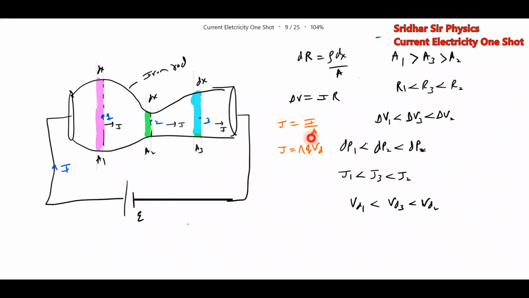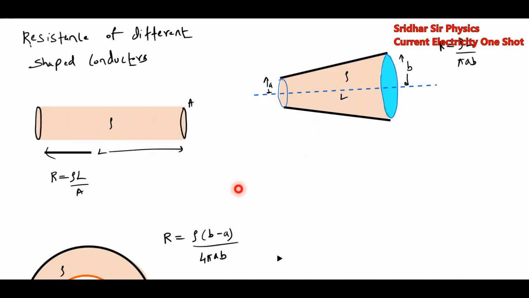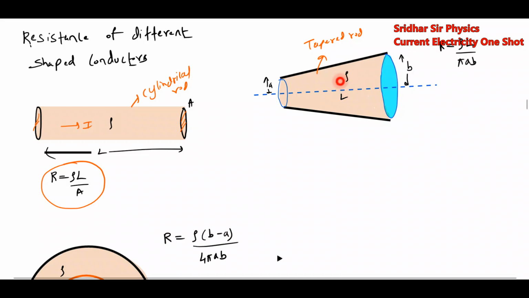Okay, now we'll take the next idea: the resistance of different shape conductors. If a cylindrical rod is there, then what is the resistance? Resistance is given by this particular formula: R equal to rho L by A, where L is the length, A is the area of cross section, and the current I will be flowing normal to the area. This is a tapered rod. Then what is the resistance of this? It is given by R equal to resistivity rho, axial length L, and the areas at the ends A and B. So R equals rho L by pi AB. This is the resistance of the tapered rod.